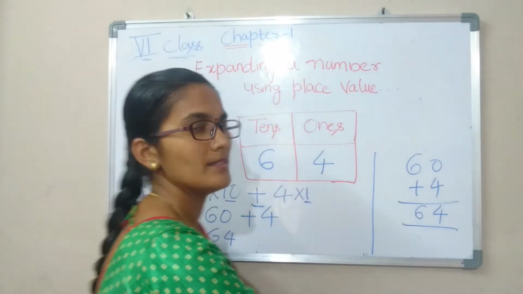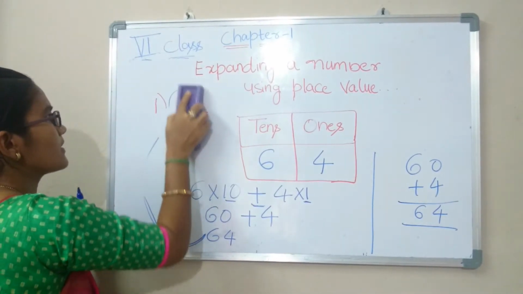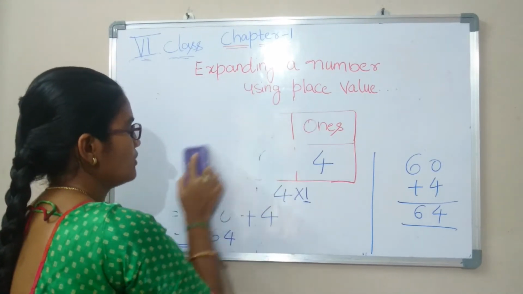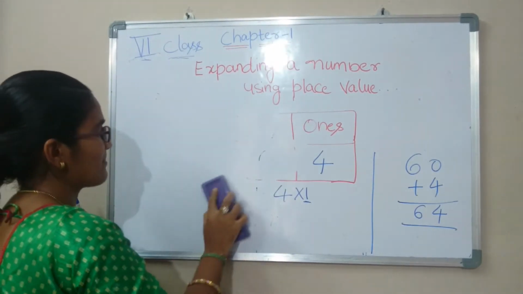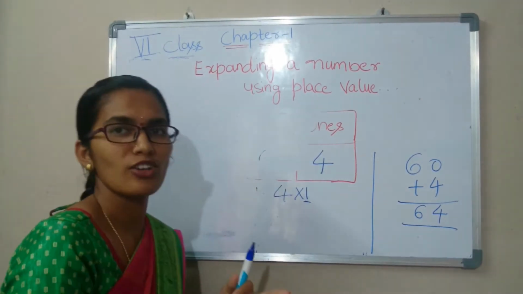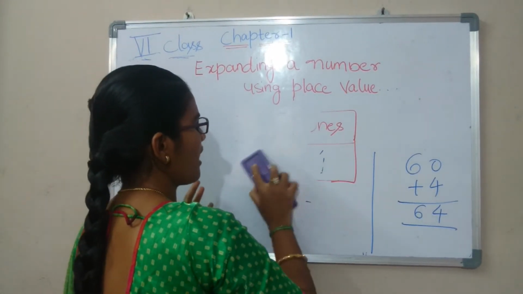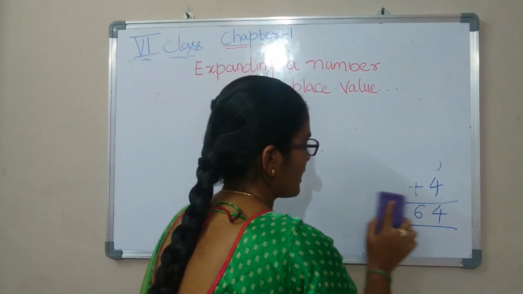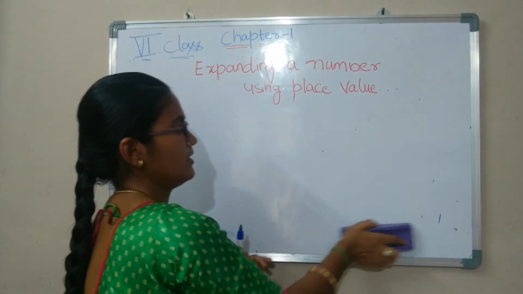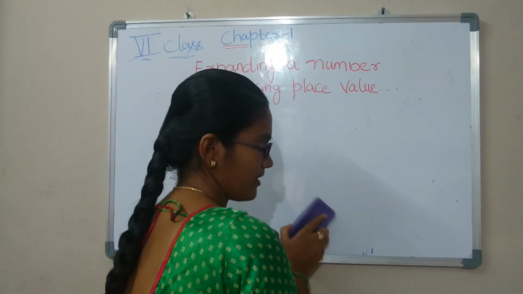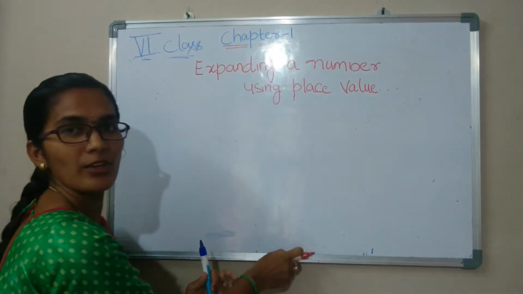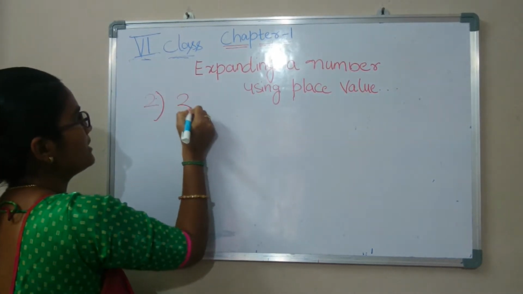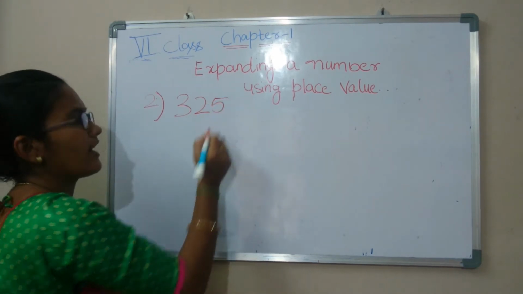Let's see the other number. Now I am going to explain another number, expanding by using place values. I already said maths is nothing but the art of learning. If we know the maths, we can do many techniques with it. The second number is 325.